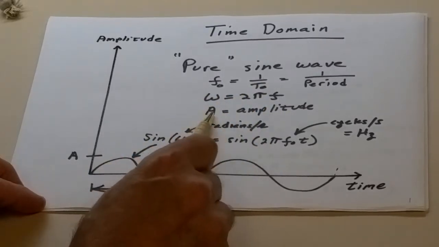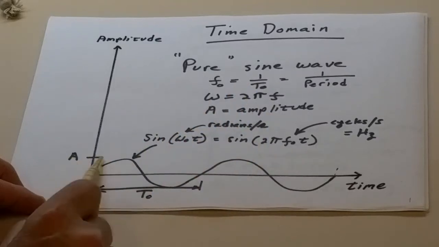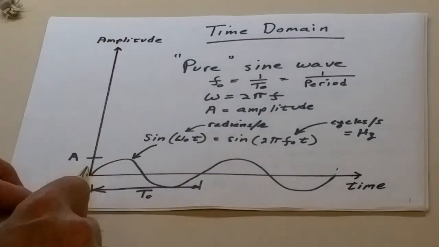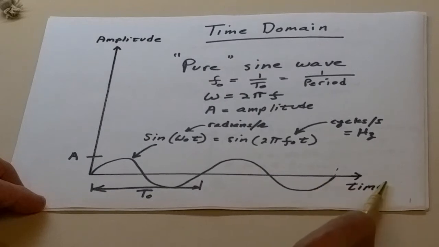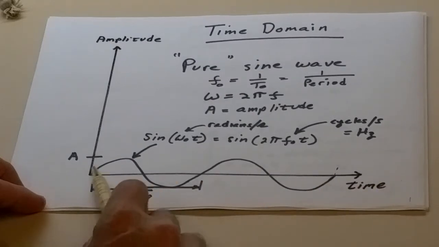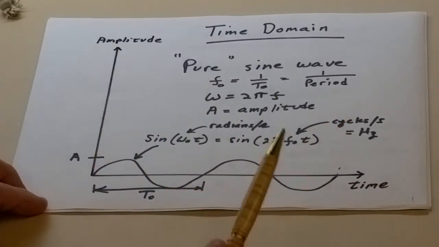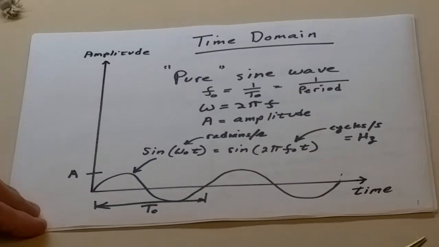Now any sine wave has an amplitude A, so I indicate it here. So this is a graph of the amplitude of the sine wave as a function of time. And again, it's a perfect sine wave. There's nothing else there other than just the sine wave.